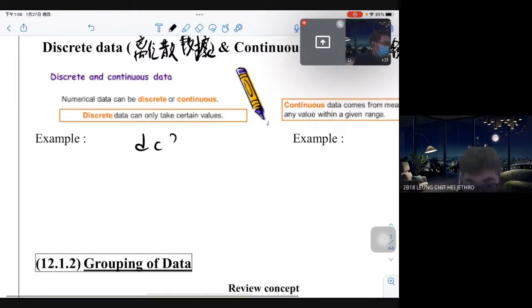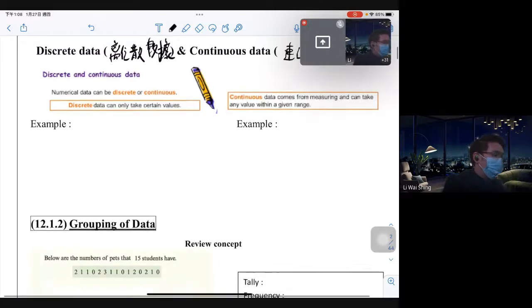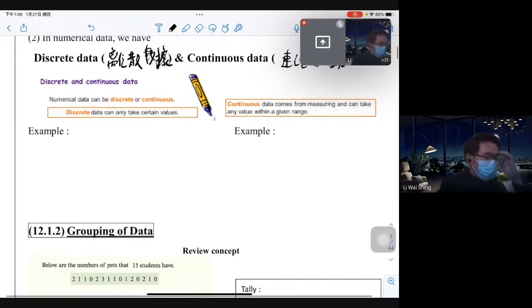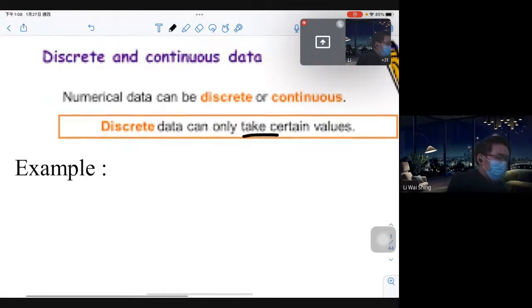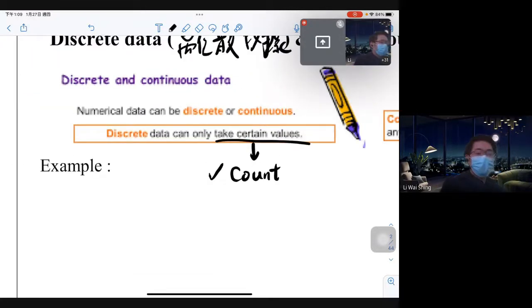DC? 少數. Oh, decimal place have decimal place. Discrete data have decimal place, right? All right. Almost likely, just mess up a little bit. For discrete data, you can take a certain value. That means you can count. You can count it one by one.